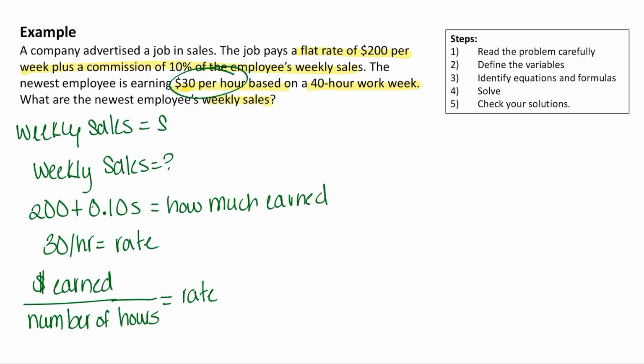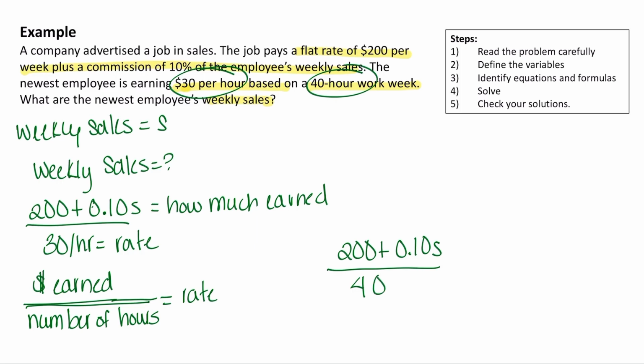The amount of money earned we figured out is going to be 200 plus 0.1 S. That's how much they earn. That goes in the numerator. So divided by the number of hours, well, it tells us they work 40 hours a week. So that divided by 40 is going to be their hourly rate. Well, it says their hourly rate is $30 per hour, so we know that that's going to be equal to 30. So now we have a rational equation we can use to solve for S.